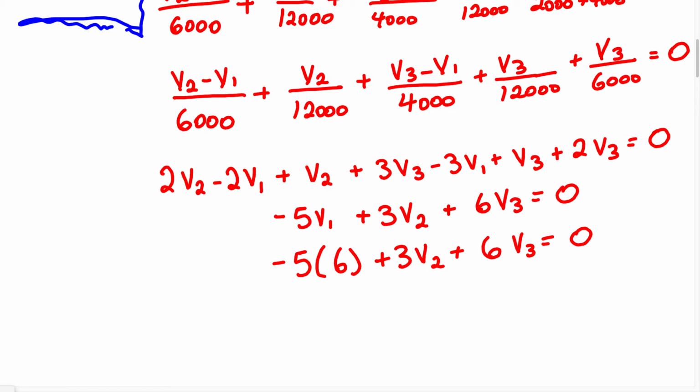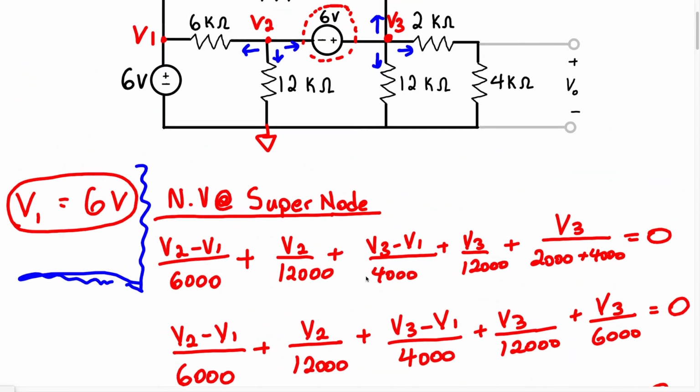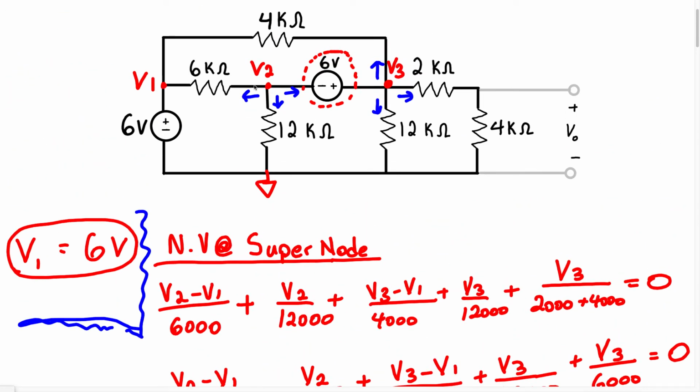When we simplify this now, we're going to get 3V2 plus 6V3 equals 30. And this is going to be equation 1. Okay? So we have the node voltage equation at this supernode here.